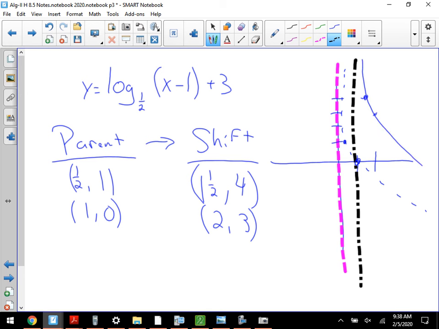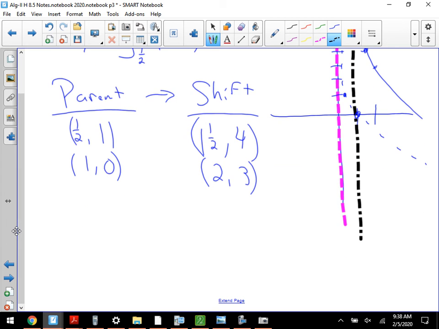That's all you gotta do. Our asymptote, we label it. Your shifted asymptote is at x equals 1. Your domain is all values of x greater than 1. And your range is all real.